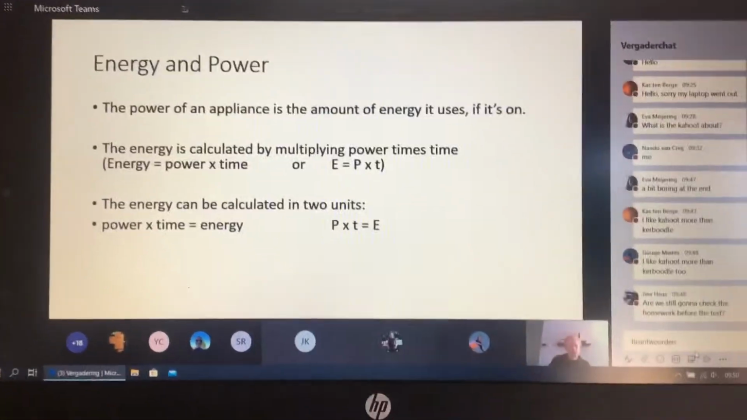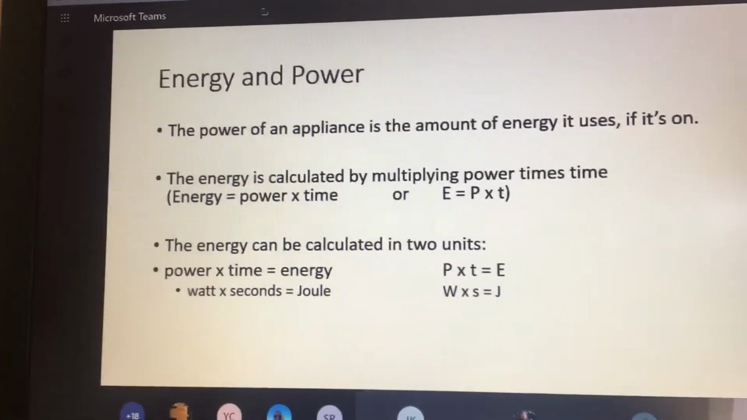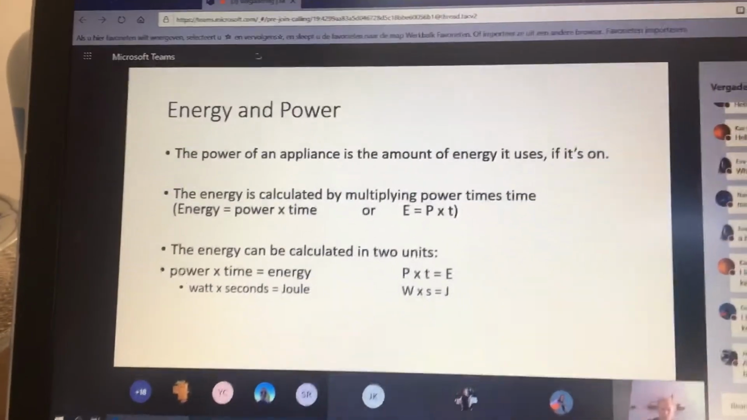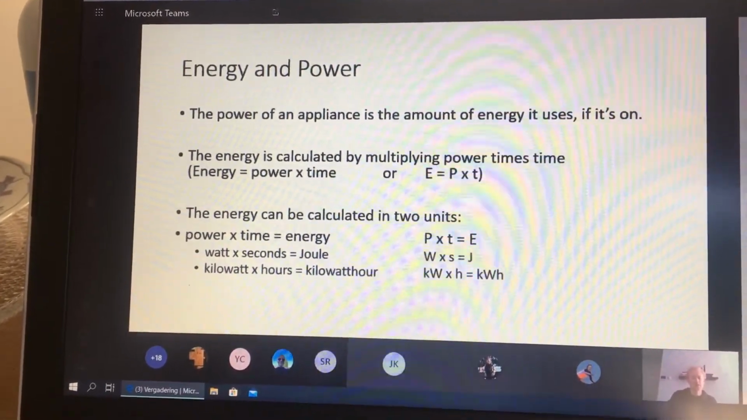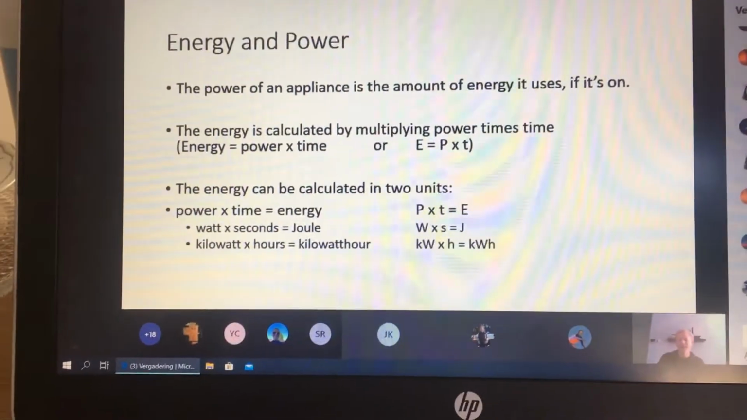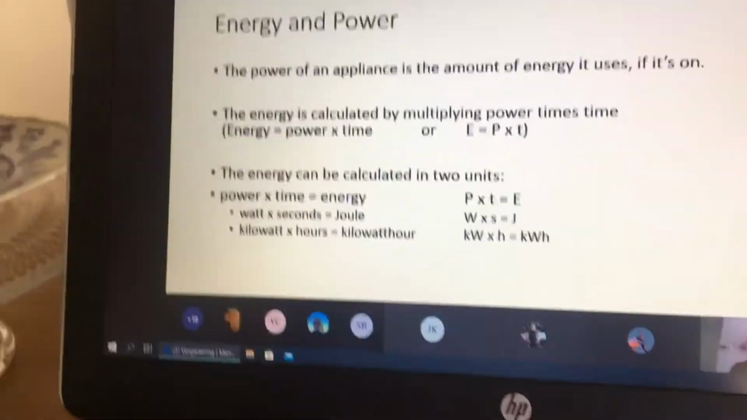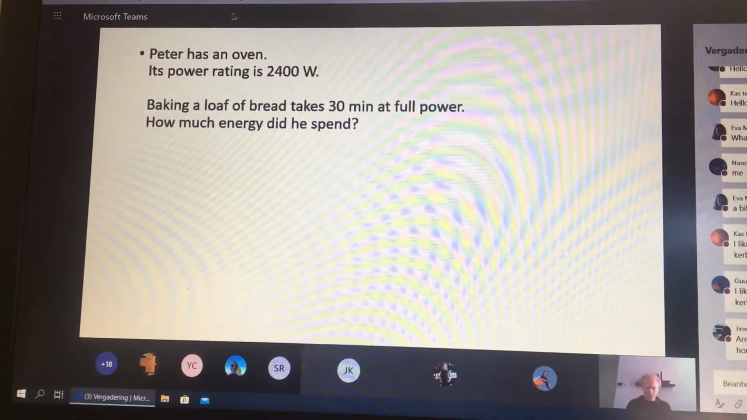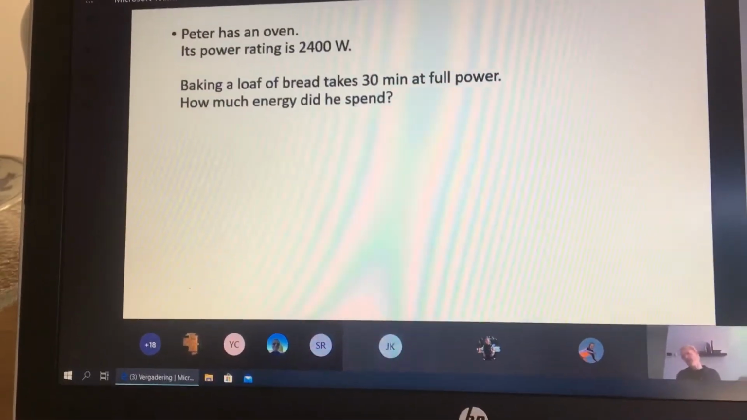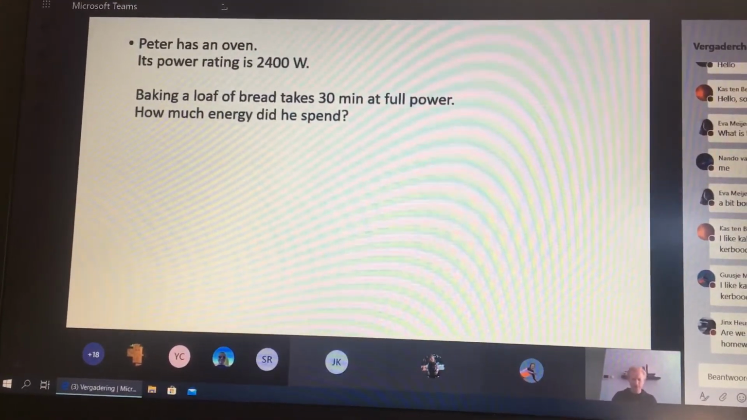So, there we go, this is the formula again. You can take the power in watts and the time in seconds, and you get the energy in joules. Take the power in kilowatts, the time in hours, and you get the energy in kilowatt hours. And note, this is not kilowatt per hour, this is kilowatt hours. So, let's have a look at an example. Now, what I just told you is revision.